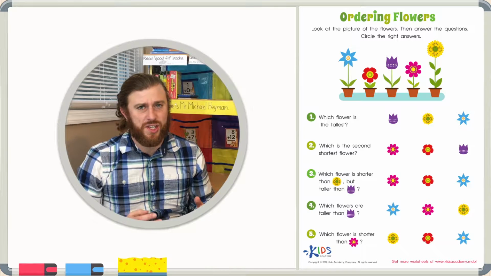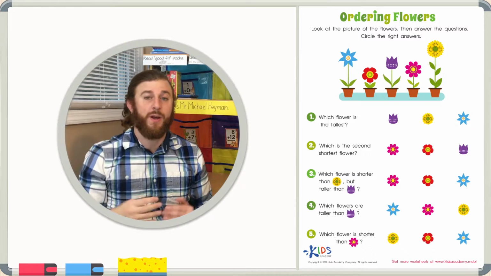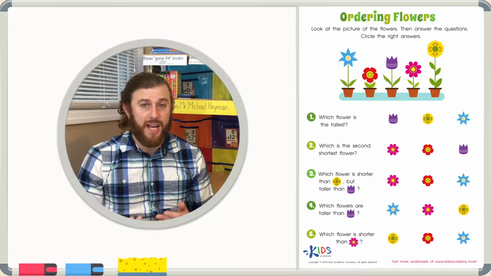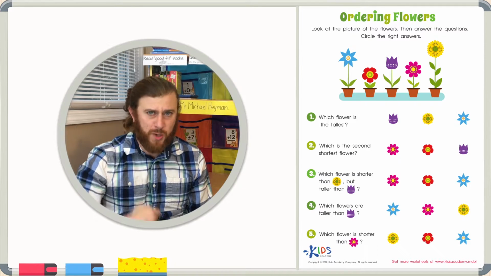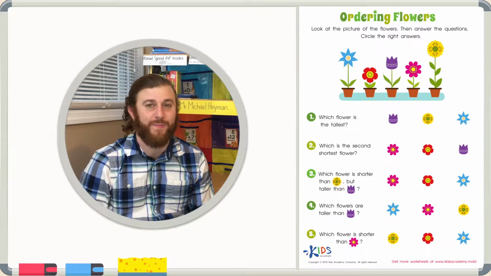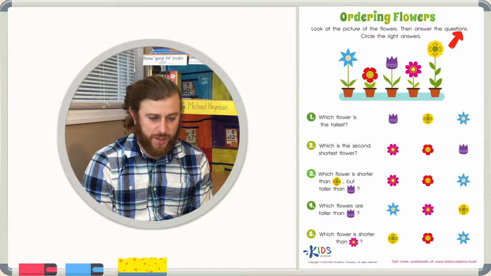Hello boys and girls, it's Teacher Mike here, and today we're going to be looking at a worksheet that asks us to order flowers from tallest to shortest. First, let's read the directions and then we'll get started right away. These word problems are quite tricky, so we're going to have to read them really carefully. Look at the picture of the flowers, then answer the questions.